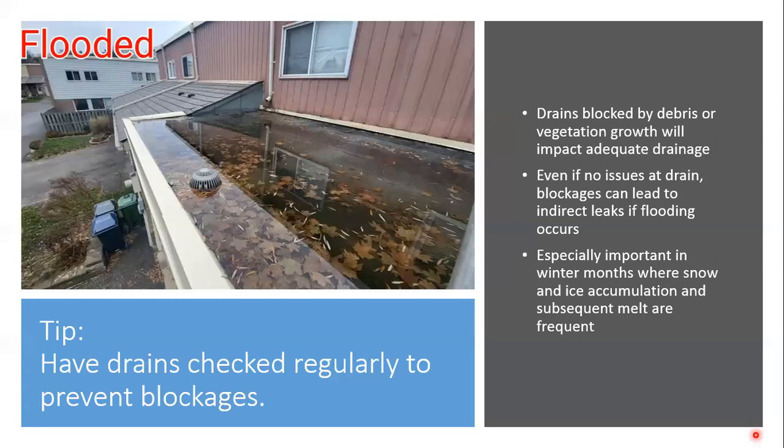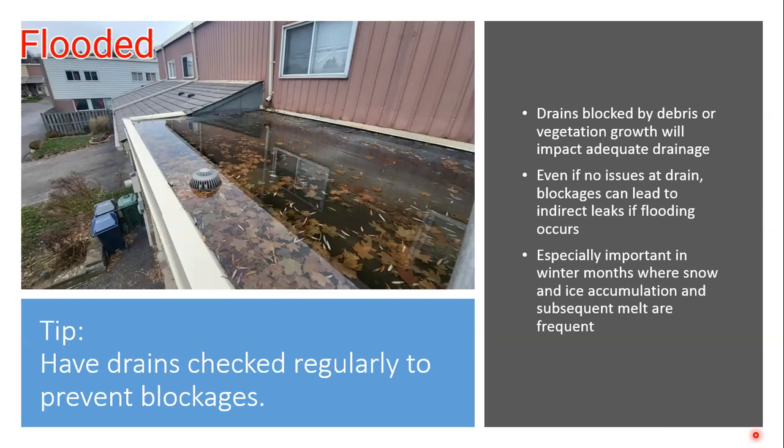One thing that we would recommend, even if there aren't any issues specifically with the drain, whether it's the drain hardware itself or the membrane, is just making sure that drains throughout the roof surface, whether it's an inverted roof or not, have been checked regularly to confirm that there aren't any blockages occurring. Very often what we see is drains being blocked by debris, vegetation, or other items, and then it's affecting the adequate flow of water through these drains and has the potential to cause flooding throughout the roof surfaces, especially on days like today where we have quite a bit of snow accumulation from yesterday.